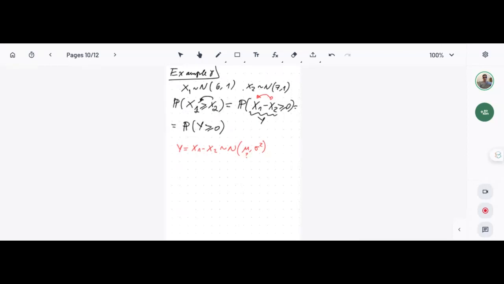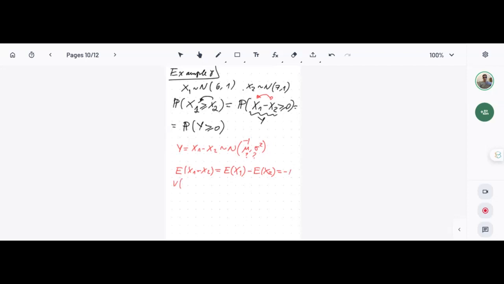So these two are question marks. The expectation of x1 minus x2 is going to be equal, due to the linearity of expectation, to 6 minus 7, which is minus 1. So this is going to be minus 1.